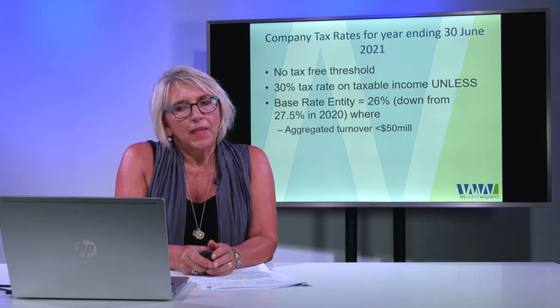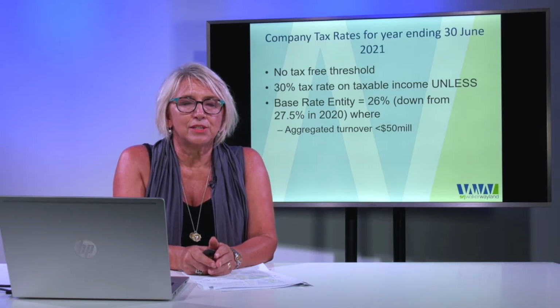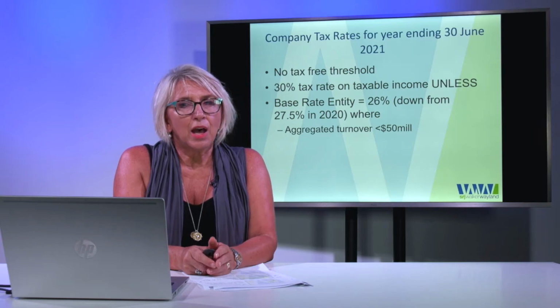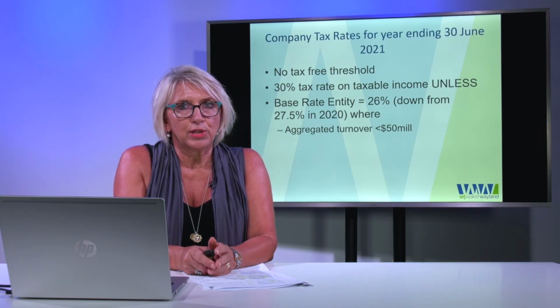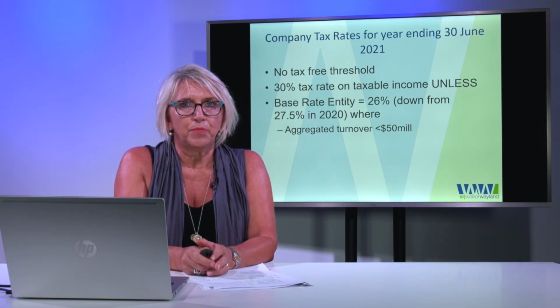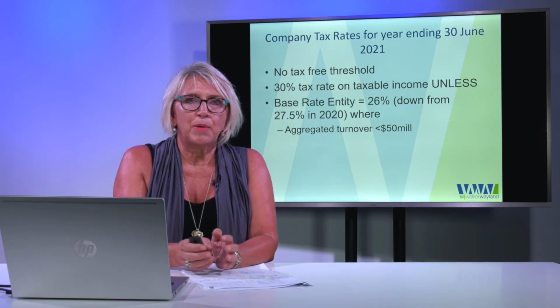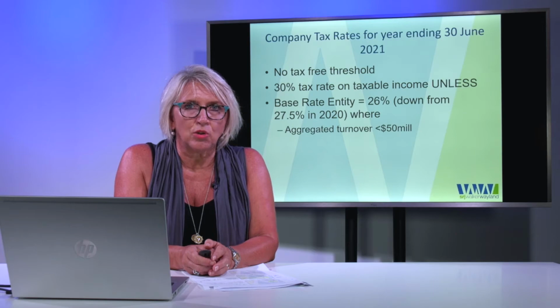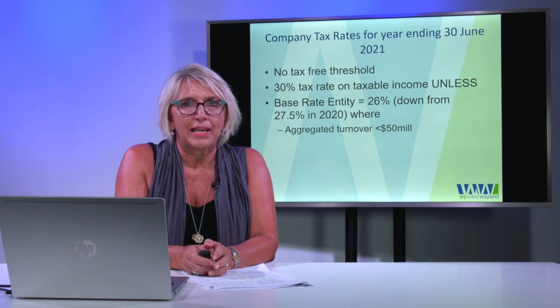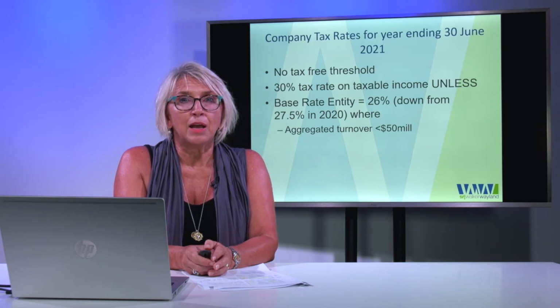A company is a separate legal entity, so it is taxed in its own right. With a company, there is no tax-free threshold. As an individual, our first $18,200 is tax-free. When you factor in the low income rebate, it ends up being around $21,500 that you can earn before you start paying income tax. From a company perspective, you pay income tax from the first dollar that you earn.